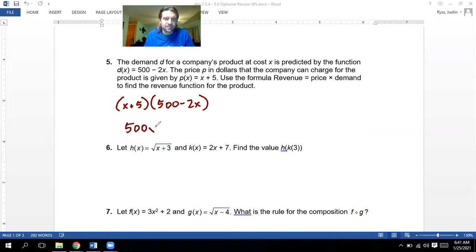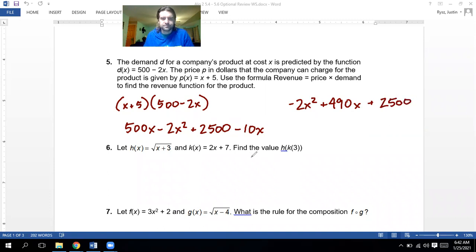x times 500 is 500x minus x times 2x is negative 2x squared. Also got to distribute the 5. 5 times 500 is 2500. And then minus 5 times 2x is 10x. Now, if we want to put this in descending terms, we probably should do that. We'll start out with a negative 2x squared. And then 500x and the negative 10x becomes a positive 490x. And then we have our plus 2500.